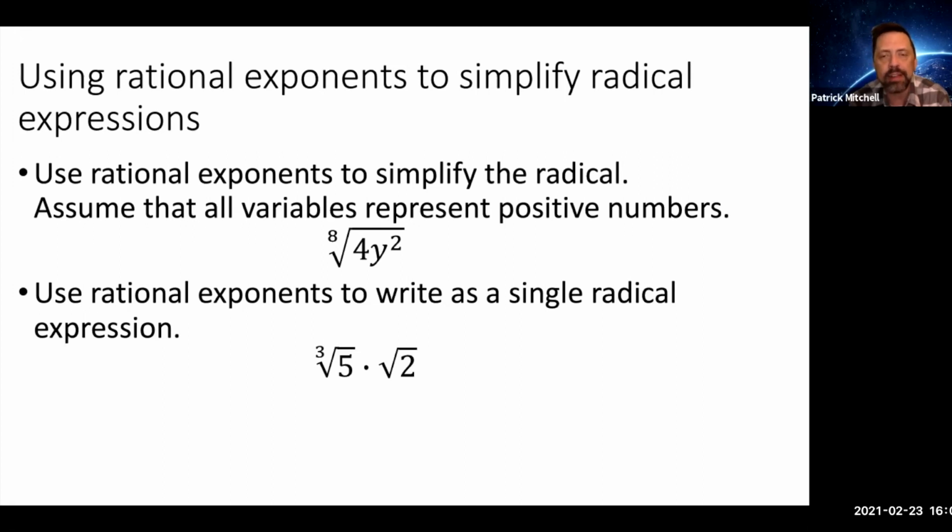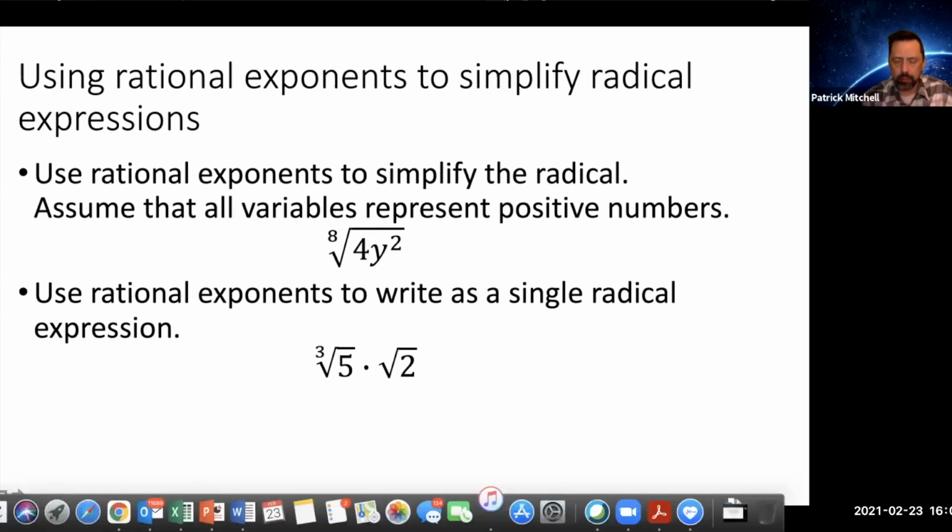So believe it or not, there is a way to rewrite the cube root of 5 times the square root of 2 as a single radical. So it'll be the somethingth root of something. All right, so we have to figure out what that is. So for the last time today, we'll go back to the tablet.